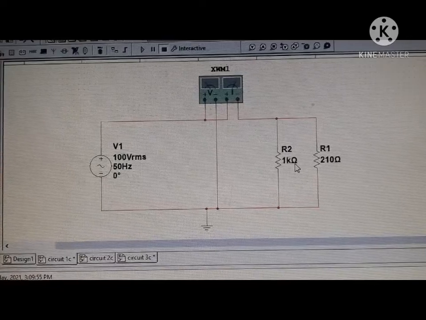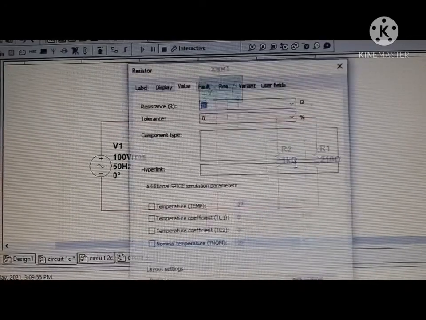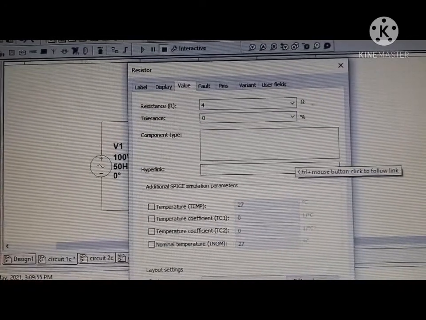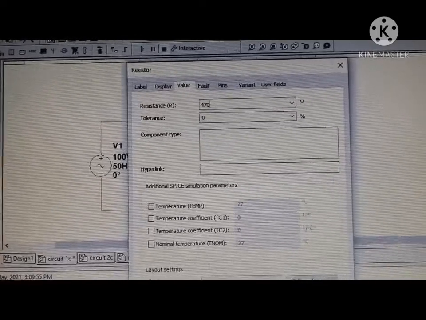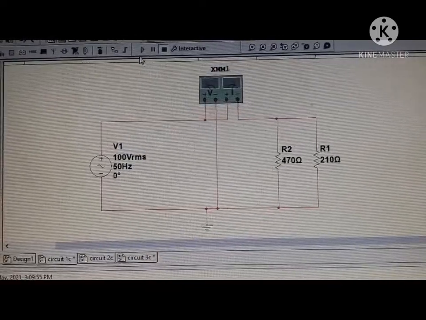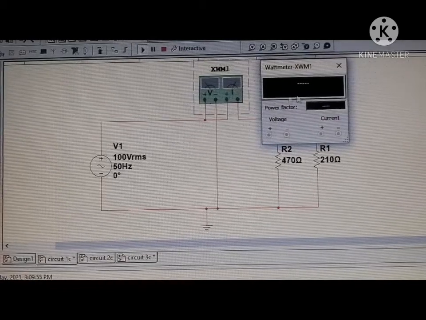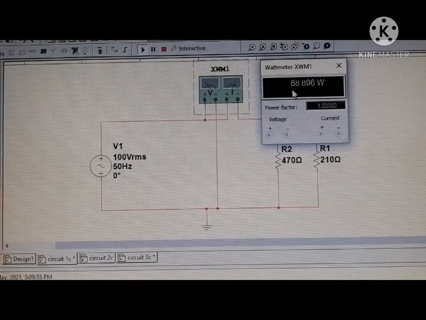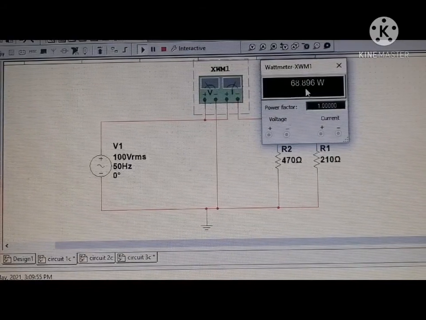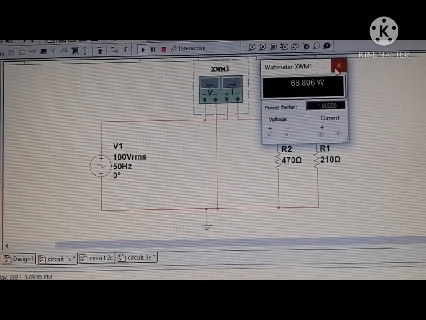Okay, so for the parallel circuit, you need to keep R1 the same, 210, and then change R2 to 470 ohm. Okay, and then run the simulation and then you will get the answer, 68.896 watt for the power.